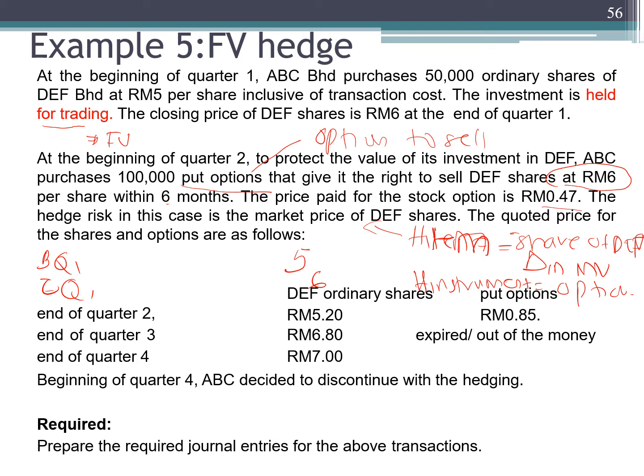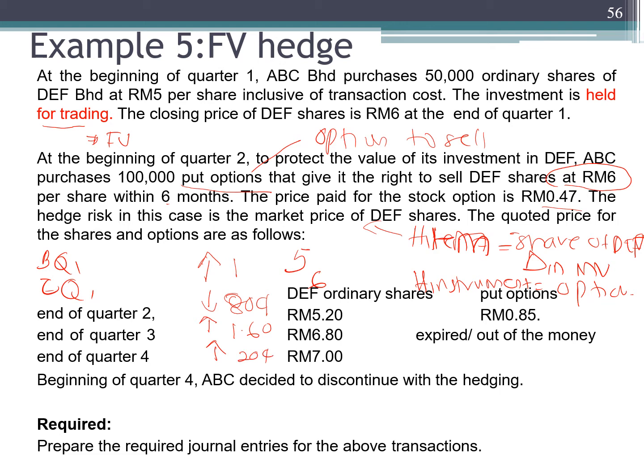price of the share. If you look at the quoted price here, from the beginning of quarter 1 to the end of quarter 1, there is an increase of 1 ringgit. Between quarter 1 and quarter 2 there is a reduction of 80 cents. And then by the end of quarter 3 there is an increase of 1 ringgit and 60 cents, and then it again increased by 20 cents.